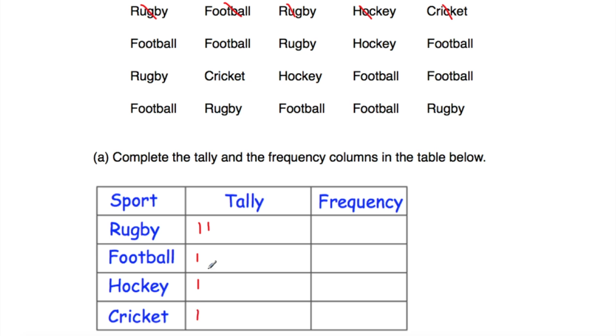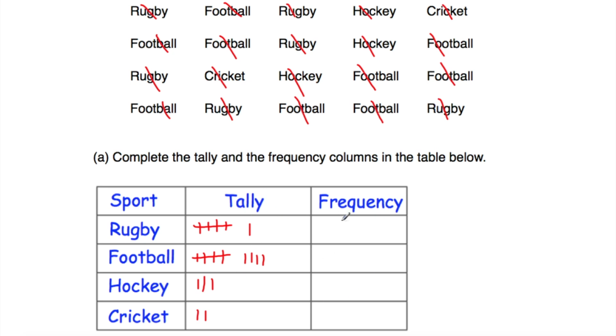Cricket, cricket, football, football, football, football, rugby, rugby, hockey, hockey, football, football, rugby, rugby, cricket, cricket, hockey, hockey, football. Now we've got to 4, so another 1 will be 5, like so. Football, that's 6. Football, 7. Rugby, that's now number 5, so we'll go across. Football, football, and then rugby. So that's the tallies completed.